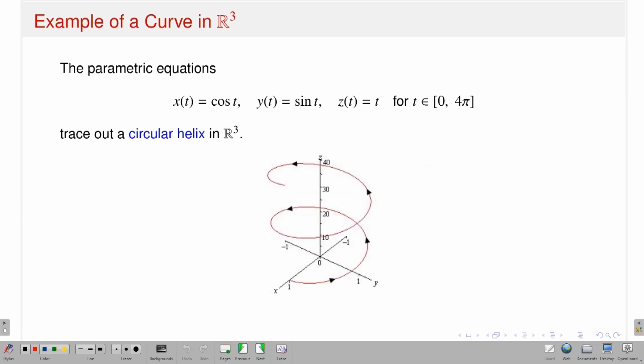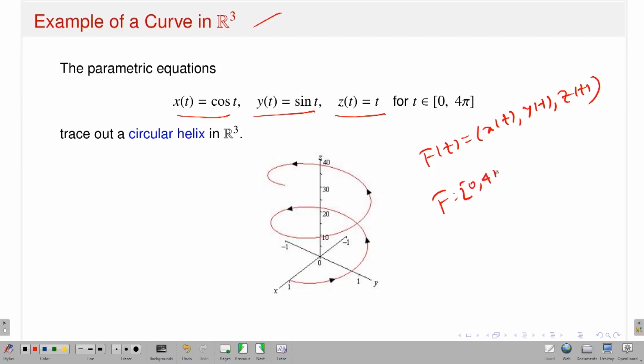Okay, I have given an example of a curve in R3. If I take the parametric representation x(t) = cosine t, y(t) = sine t, and z(t) = t, so what is my function? My function is capital F(t), which is nothing but (x(t), y(t), z(t)). That means capital F is a function from 0 to 4 pi into R3. That means for each t, F(t) is a point in R3.